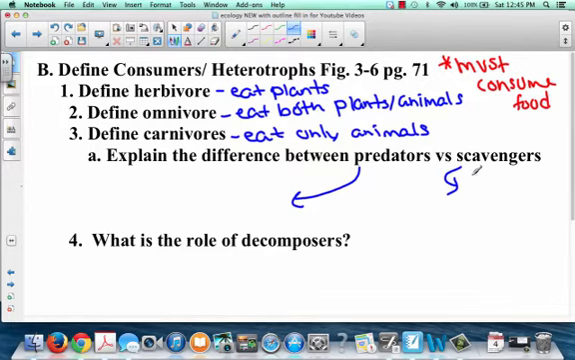Scavengers will eat anything, they'll eat stuff that's dead. So they're going to eat animals that are dead. So they're kind of like the second consumers. They'll come in, they're not going to kill their prey. They're going to eat kind of the leftovers of a predator's prey. But predators are very specific, and they like to actually kill their own prey.